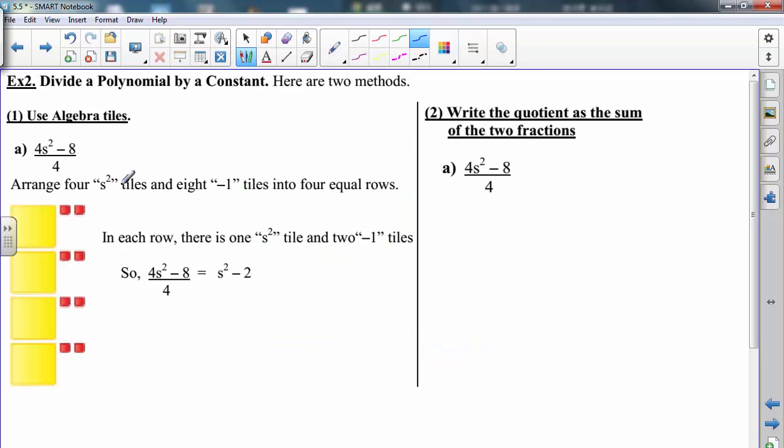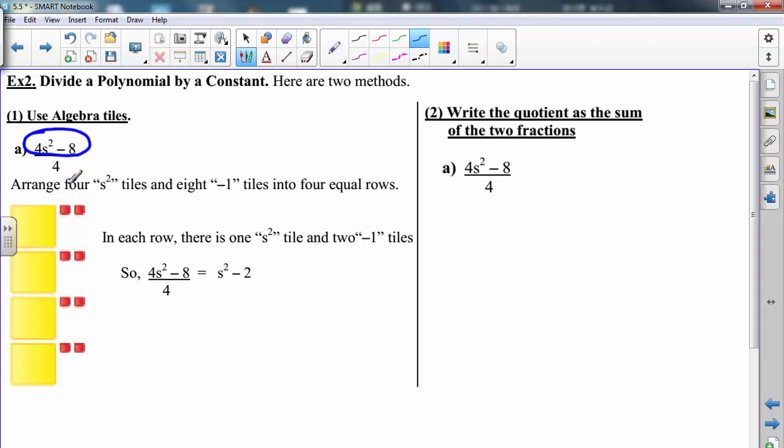Let's look at example 2. Divide a polynomial by a constant. Here are 2 methods. Of course, the first method is still using the algebra tiles. This time the example is 4s squared minus 8 divided by 4. What we need to do is use the algebra tiles to model the polynomial in the numerator. 4s squared means I have 4 big yellow squares. Negative 8 means I have 8 little red squares. So those algebra tiles represent the top, 4s squared minus 8.